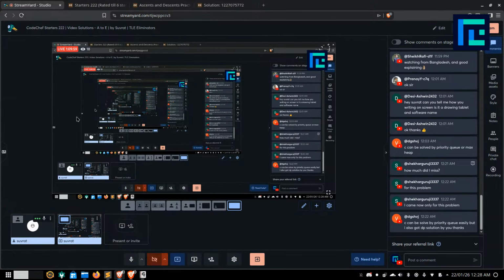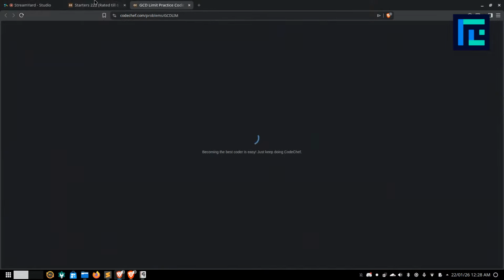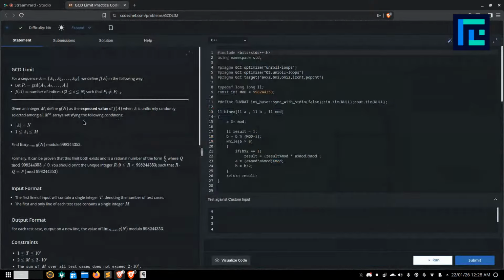Okay, so I think I'll move on to the next problem. The next problem is GCD Limit. In this problem, for a sequence A equal to A1, A2 till AN, we define f of A in the following way. Let Pi be equal to GCD of A1, A2 till Ai.